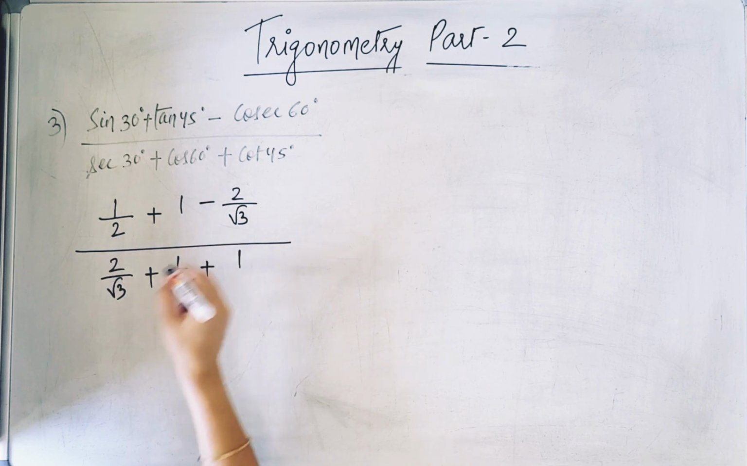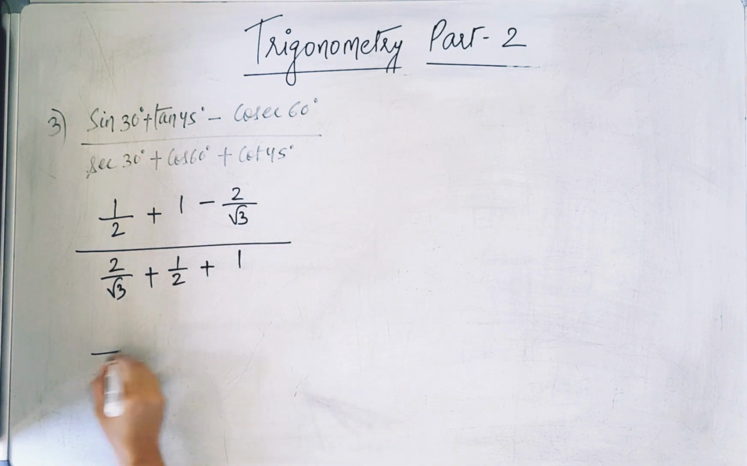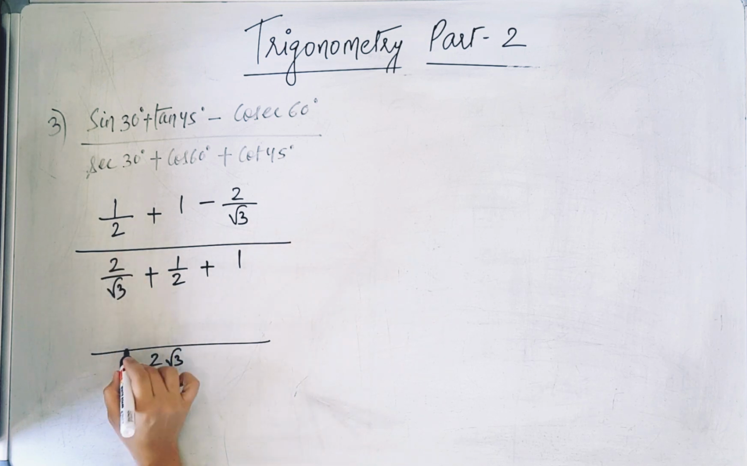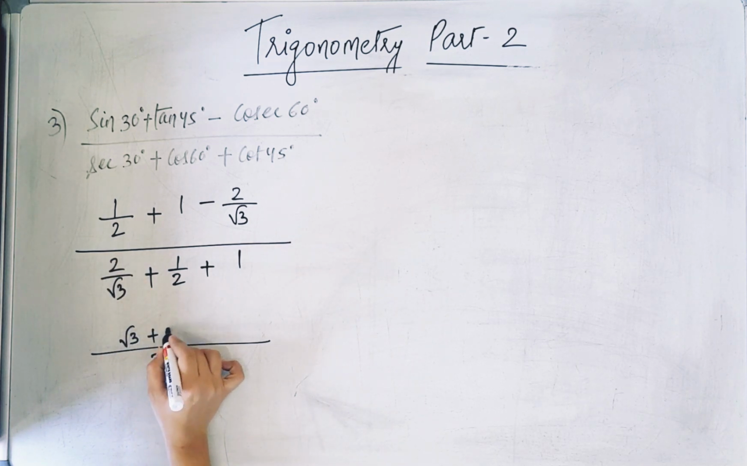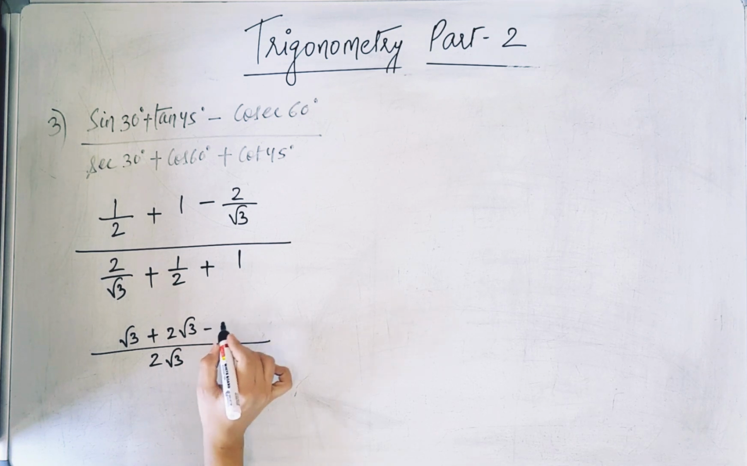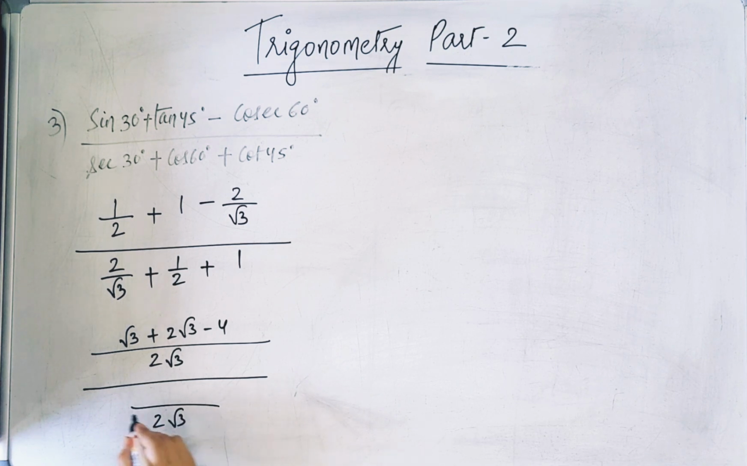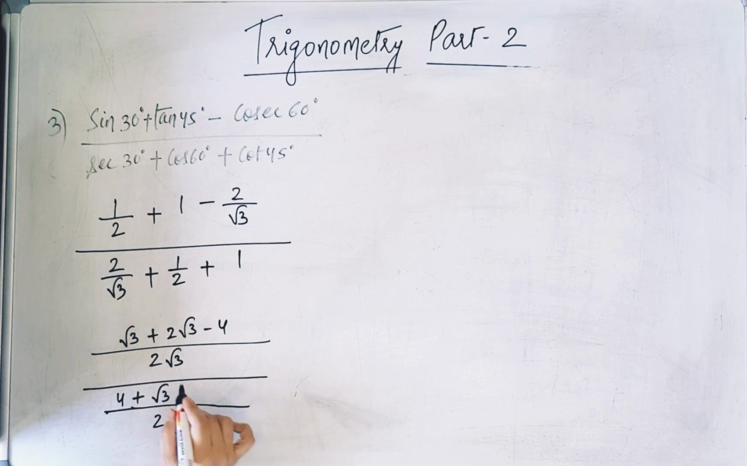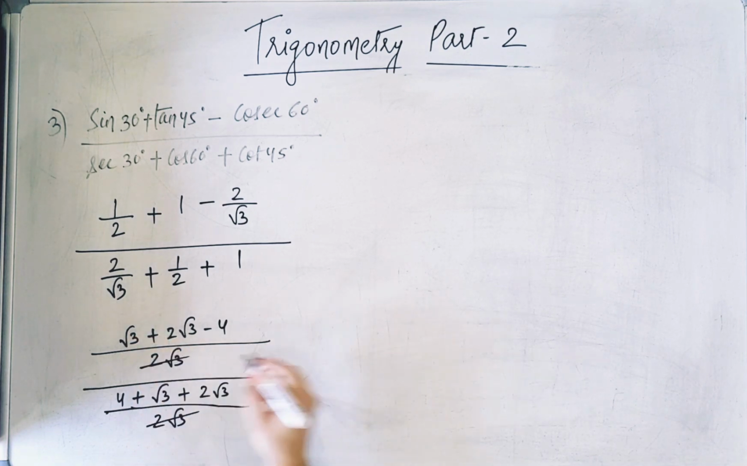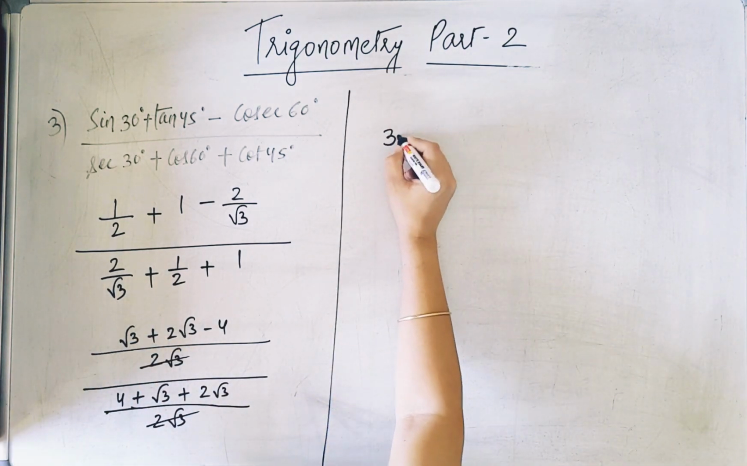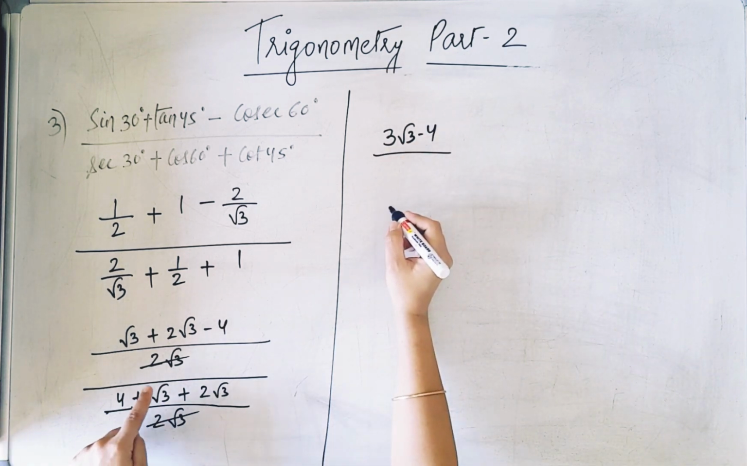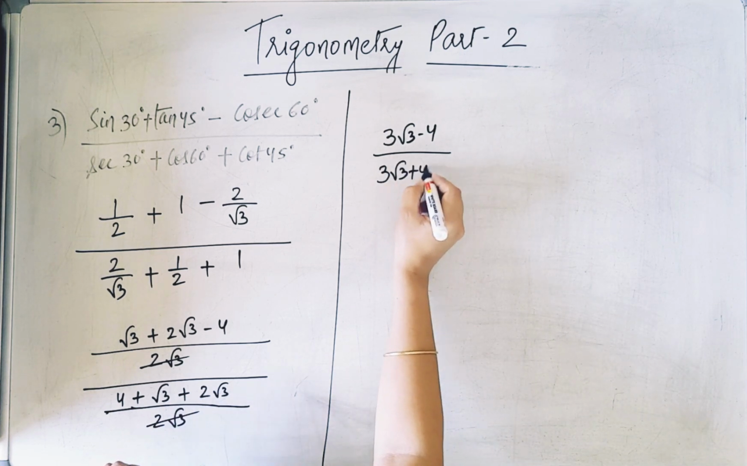We'll take the LCM in the numerator and denominator parts both. So in the numerator part we'll get 2 root 3. So we'll get root 3 plus 2 root 3 minus 2 into 2, 4. Similarly in the denominator part we took 2 root 3 as the LCM. Here we got 4 plus root 3 plus 2 root 3. So this and this got cancelled. Thus in the numerator part we got 3 root 3 minus 4 and in the denominator 3 root 3, and 2 root 3 added gives 3 root 3 plus 4.